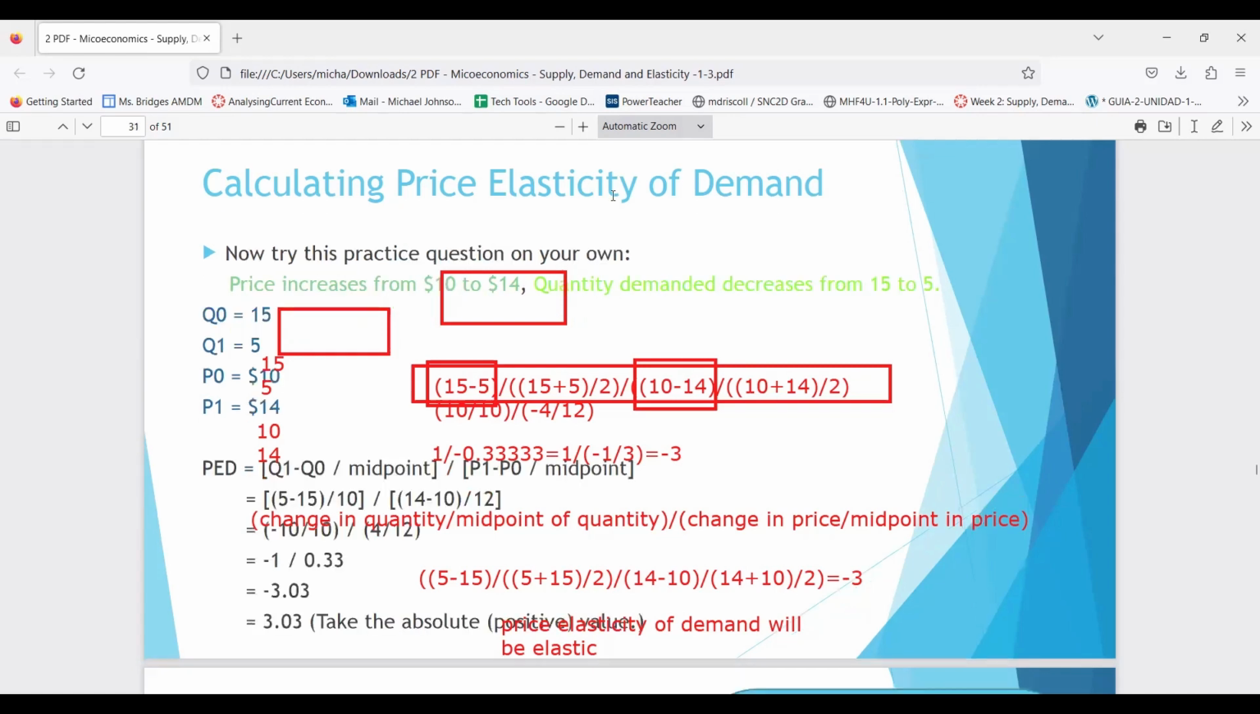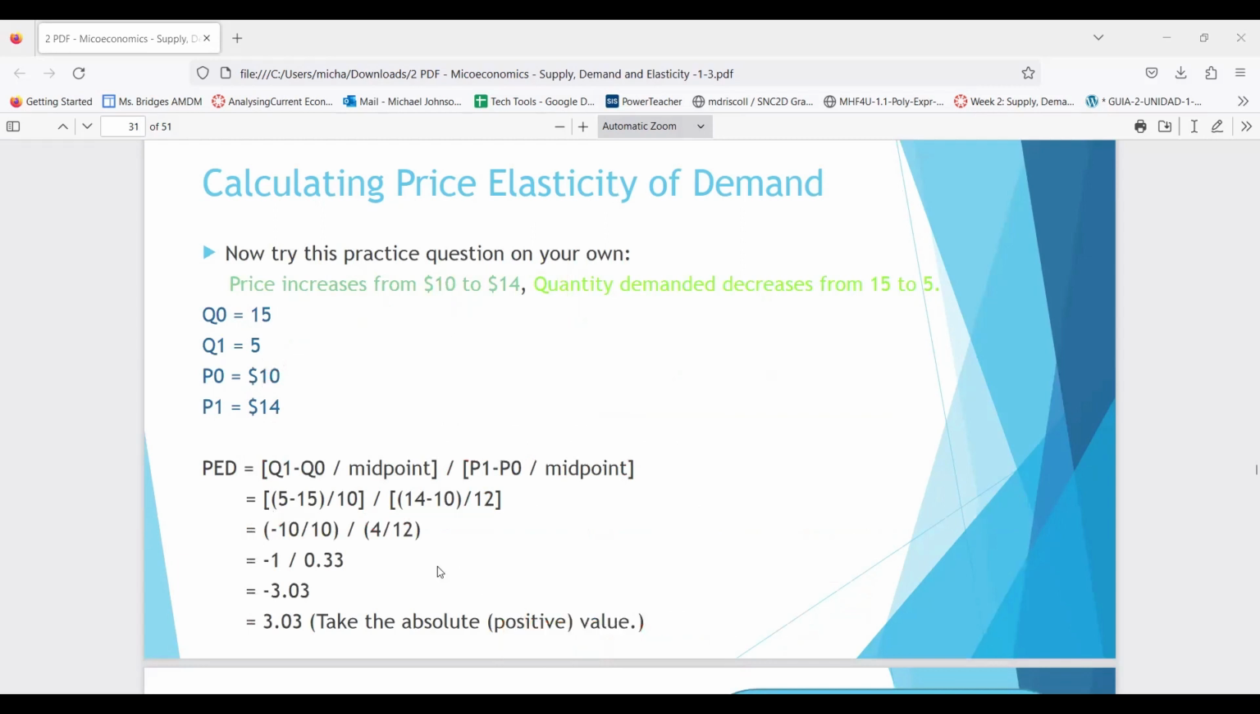So this is the calculation here. The answer is -3.03. But they did the midpoint method here. The midpoint method is what they use for this one, and that's how they did it. So I'm just going to post this PowerPoint too, just so you can have it for your review.